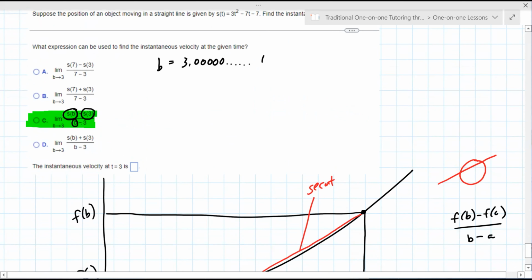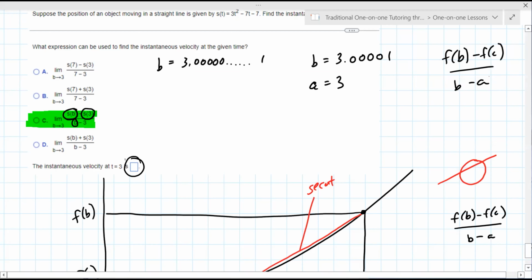In terms of how you actually get the number here, which is what you care about, you literally set B equal to, and you don't have to go out that far, we'll go out like 3.0001, and then we're going to set A to 3, and we do this calculation. We do f of B minus f of A over B minus A, and we use it with this function up here at the top.